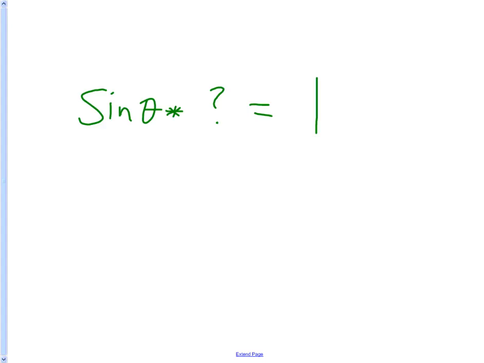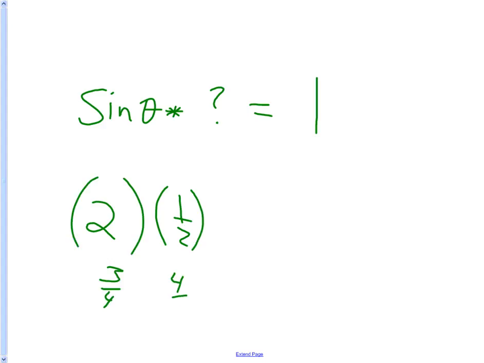Maybe you never noticed that before. This is what reciprocals do. When you multiply them, maybe they make what? How about 3/4 and 4/3? What happens when I multiply them? I get 1.